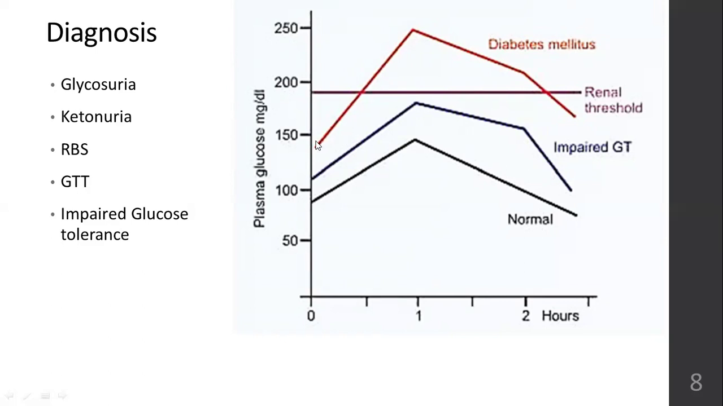A person who is diabetic, fasting was also high. After giving 75 gram of glucose, it has reached its peak, around 250 or 300. It is taking time to come down, but even after coming down, it has not come down to the fasting sugar state. Even after 2 hours, the glucose level has not come down to where it started. So this is also a diagnosis of diabetes mellitus.